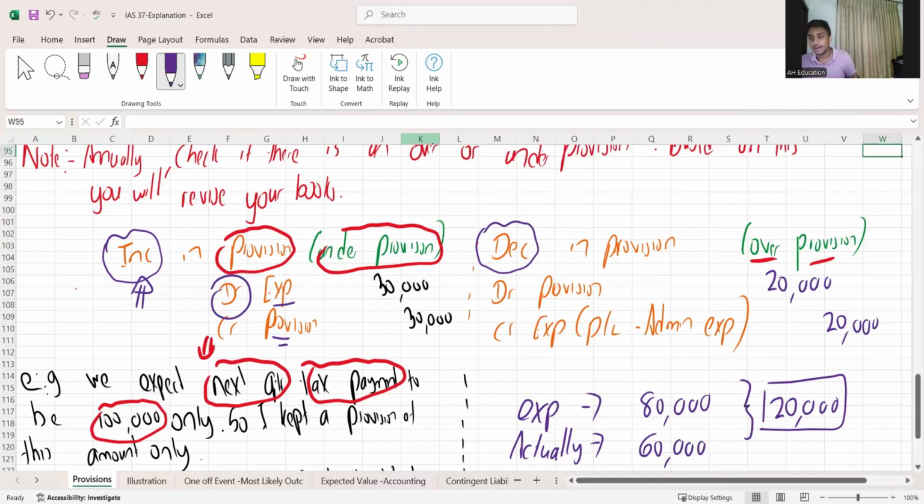In terms of its double entry, your provision is going to decrease, right? Provision is a liability. So when liability decreases, it's a debit. And you all need to credit your relevant expenditure. Okay, this is it in terms of your provision part.